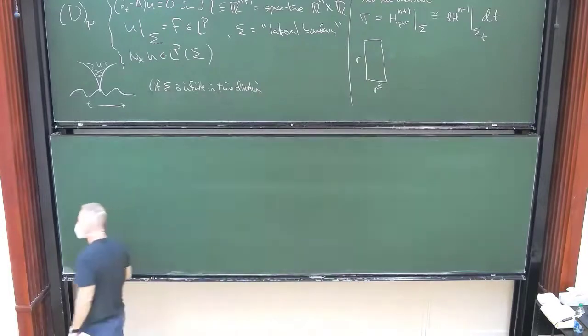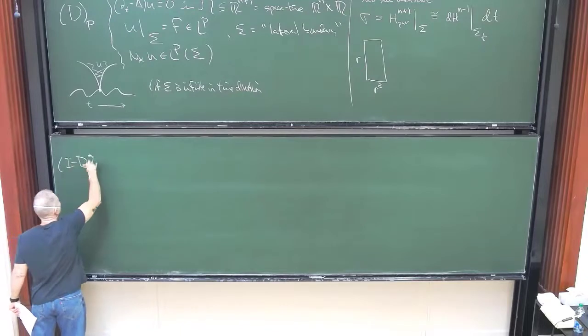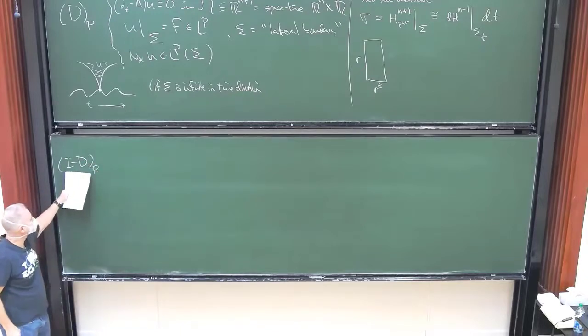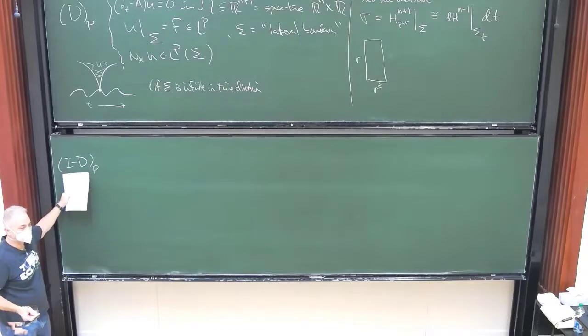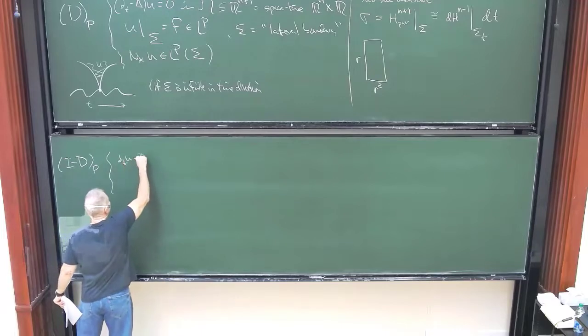And in the setting of parabolic problems, it's kind of more standard and maybe a little more natural to think about the so-called initial Dirichlet problem, which is the same idea.